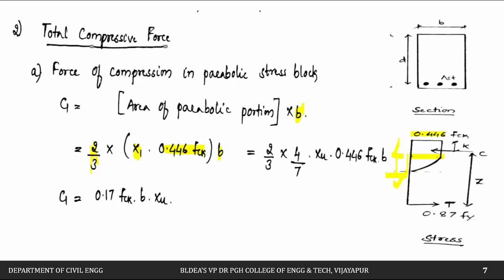If you further simplify, instead of this x1, we have just calculated the value of x1, which was 4 divided by 7 of xu. If you substitute x1 as 4 by 7 of xu, the remaining is the same, 0.446 fck into B. Further if you simplify, 2/3 multiplied by 4 by 7 multiplied by 0.446, you will get the answer as 0.17. Remaining is fck B into xu. This is nothing but the total compressive force due to this parabolic portion.